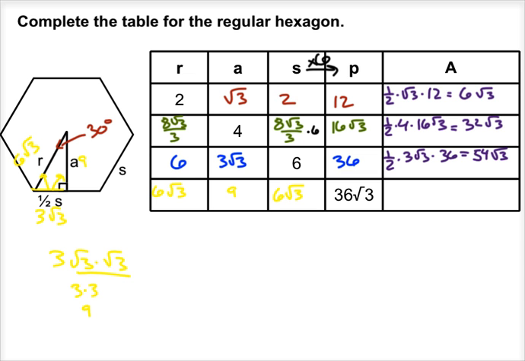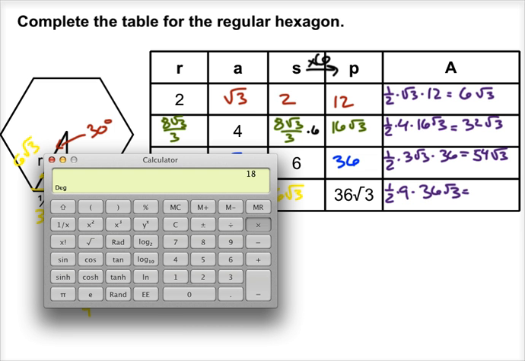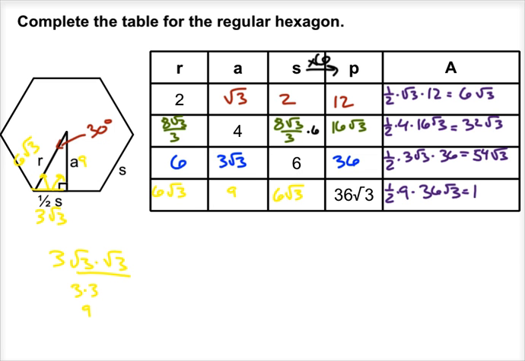And final area then. 1/2 times the apothem, which is a 9, times the perimeter, which is 36 square roots of 3. Half of 36 is 18. 18 times 9, let's see what that is, 162. So we get 162 square roots of 3.